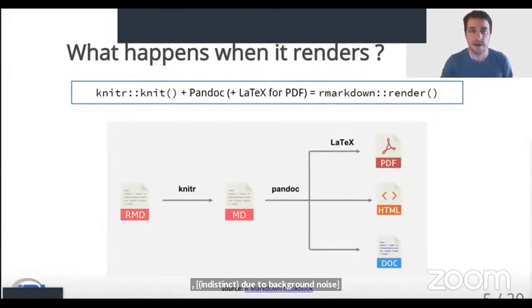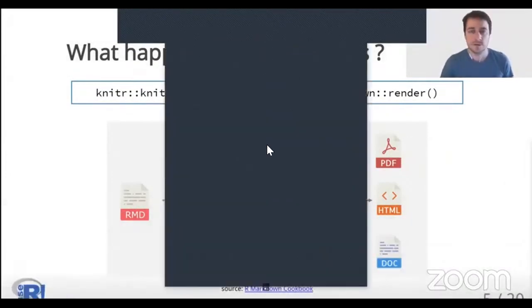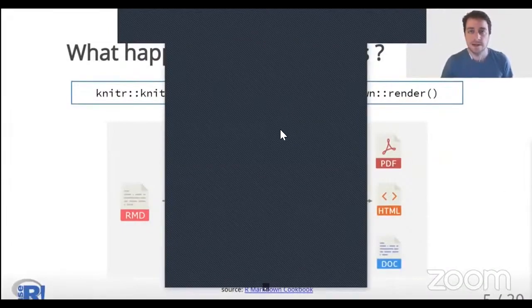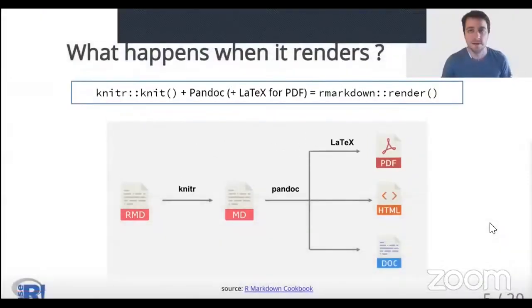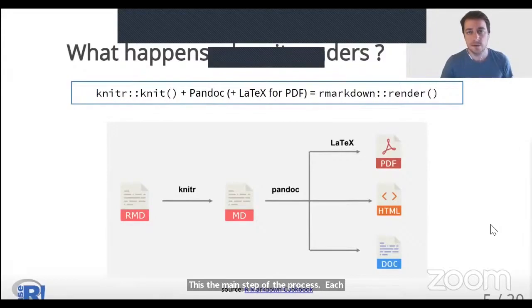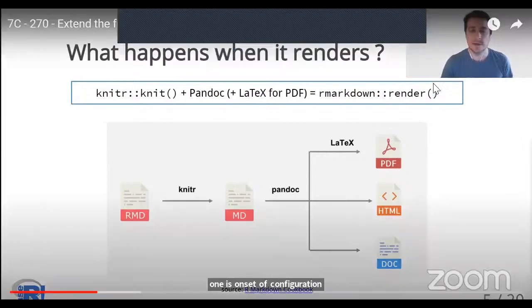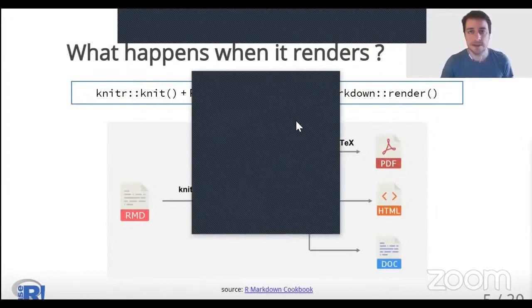The third and last step that can happen is when you render to PDF. When you render to this format, Pandoc will just convert to a .tex file. And after that, it will be LaTeX, which will convert to PDF. R Markdown will also run LaTeX for you, the same way it runs Pandoc for you. These are the three main steps of the process. Each one has its own features, its own set of configuration, and what R Markdown does for you is just making it easy to run, with the function rmarkdown render, to convert the Rmd file to any output format.